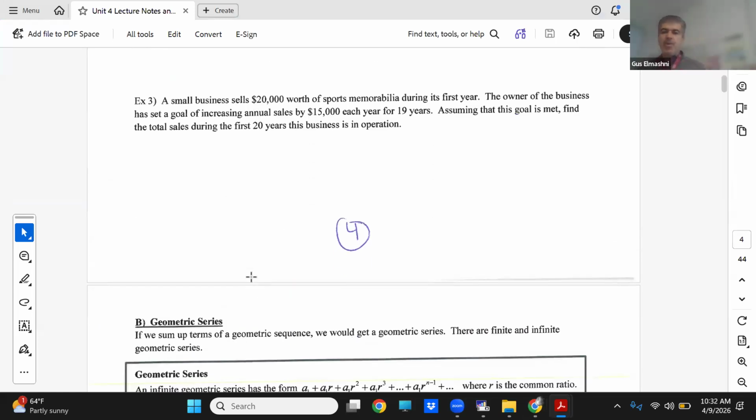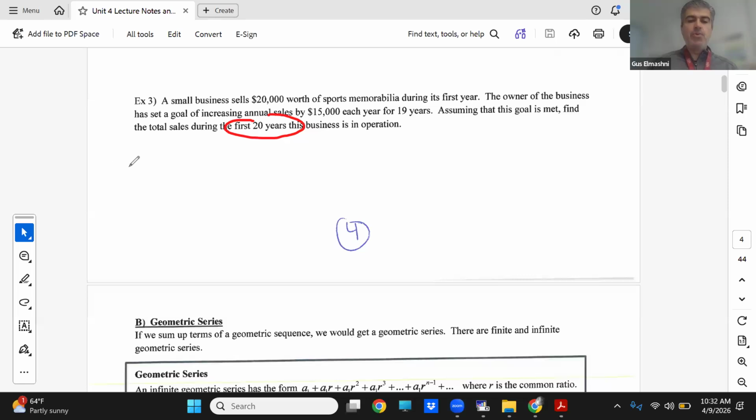A small business sells $20,000 worth of sports memorabilia during its first year. The owner of the business has set a goal of increasing annual sales by 15,000 each year for the next 19 years. Assuming that this goal is met, find the total sales, not the sales after 19 years or the 19th year, but the total sales, right? So during his first year, each year for 19 years. Little confusing the way this is worded. Oh, first 20 years. Okay, never mind. It's not confusing at all. I should have read the rest of the fine print. Find the total sales during the first 20 years.